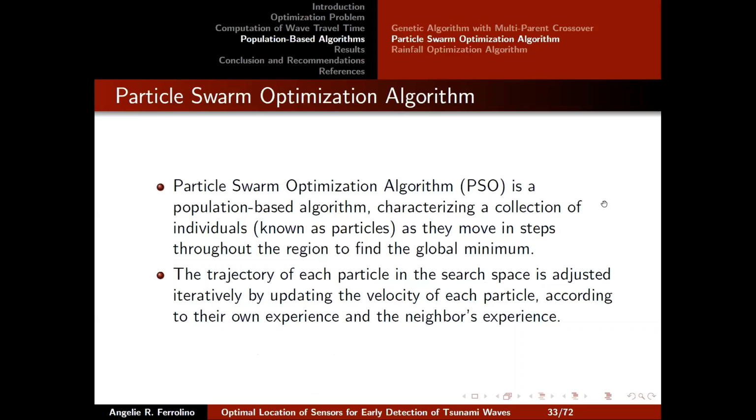Next is the particle swarm optimization algorithm. This is a population-based algorithm which characterizes a collection of individuals known as particles as they move in steps throughout the region to find the global minimum. The trajectory of each particle in the search space is adjusted iteratively by updating their velocities, which takes into account their own experience and the neighbors' experience. It is done this way to help balance exploration and exploitation.